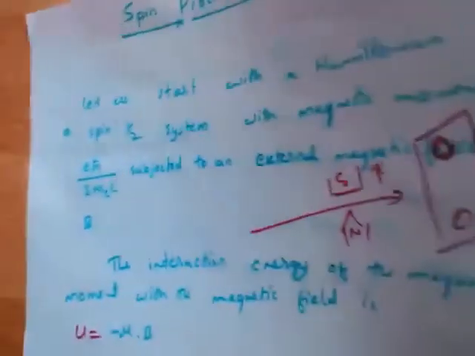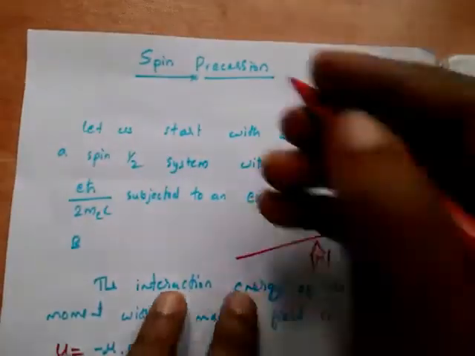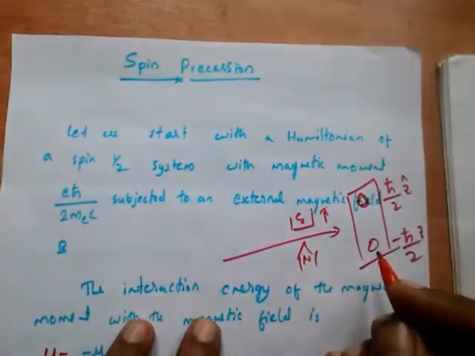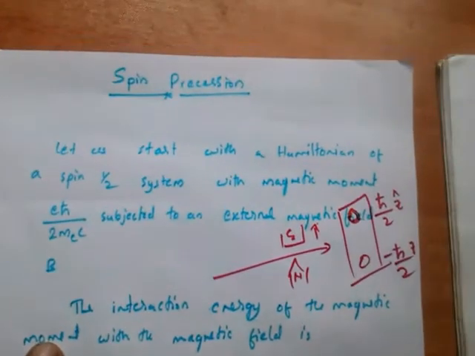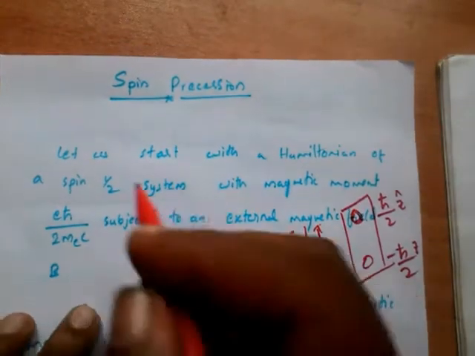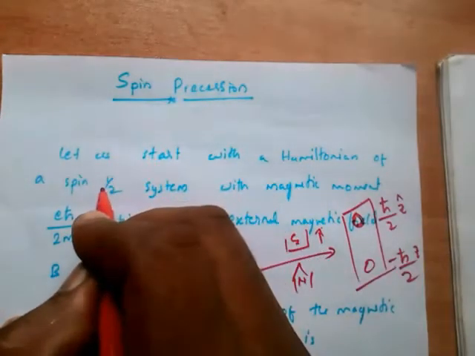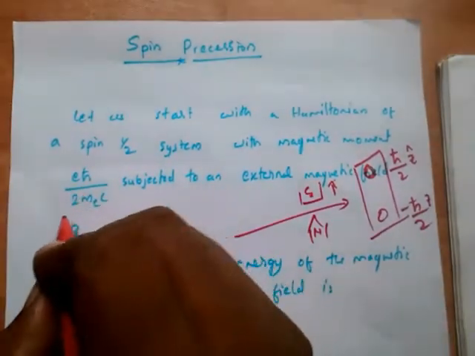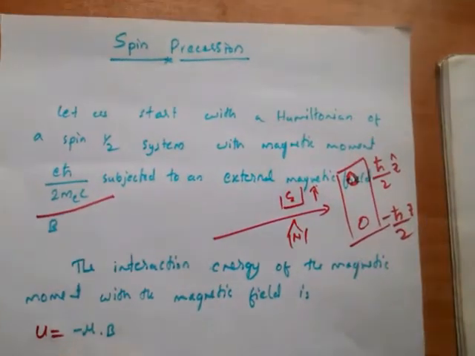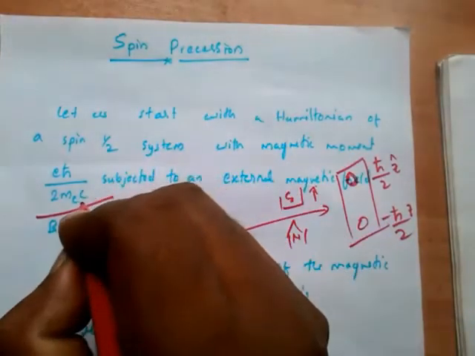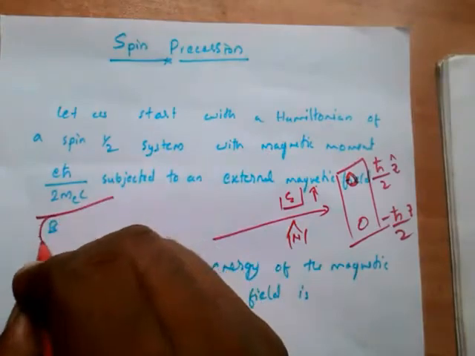So we are going to another topic. There is an example, spin precession. I hope this is visible to you. Here we are taking a spin half system with a magnetic moment e h cross over 2mc, and that spin half system is being subjected to a magnetic field B.